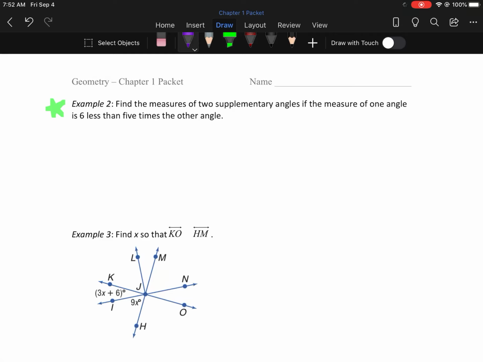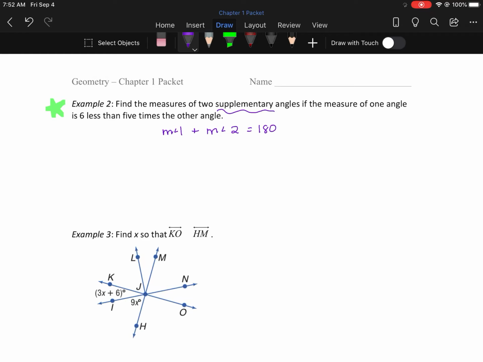It says find the measure of two supplementary angles if the measure of one angle is 6 less than 5 times the other angle. So two supplementary angles tells me I have the measure of angle 1 plus the measure of angle 2, and that should equal 180 degrees, because that's what supplementary means.